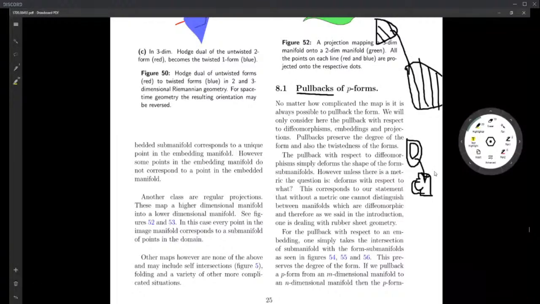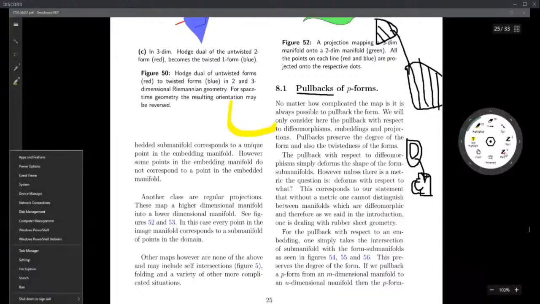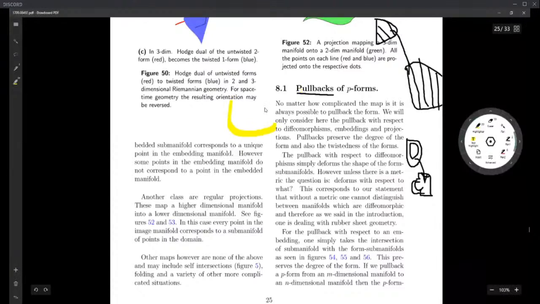Well, you can take pullbacks of p-forms, as this title suggests. If you take the pullback with respect to an embedding manifold, that is, if you take this map of an embedding manifold here, if I'm trying to take the covectors, what exactly happens is you end up with an intersection of the particular submanifold with the form manifolds that Rishi was speaking about.